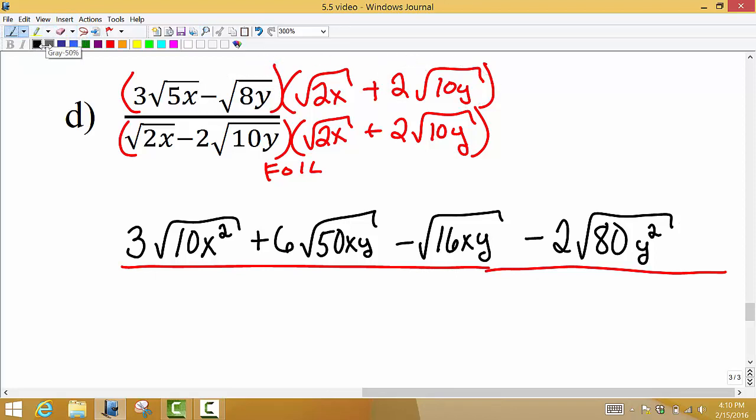Now we're going to move to the bottom. So we're going to FOIL first times the first. Everything is on the inside, so we're going to do 2 times 2, and the answer is going to go on the inside. X times x, and the answer is going to go on the inside.